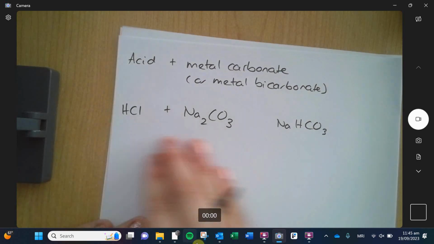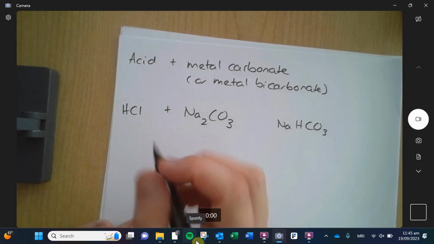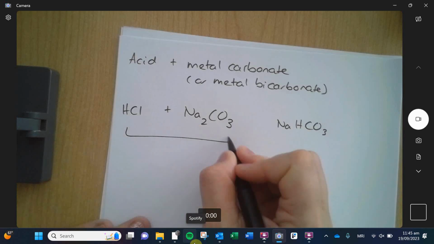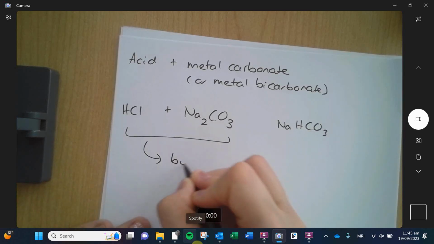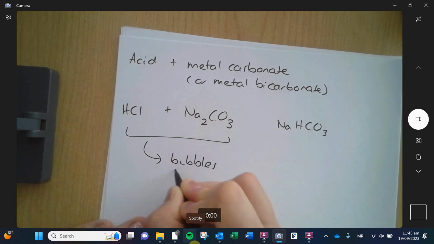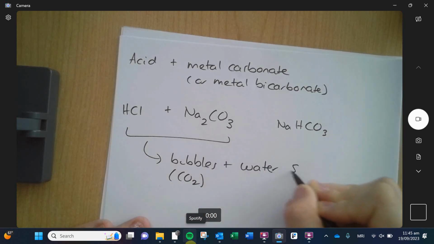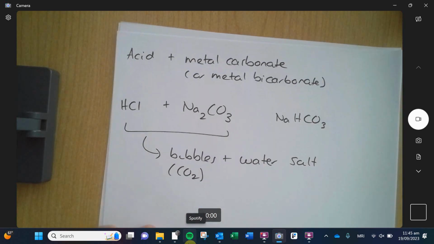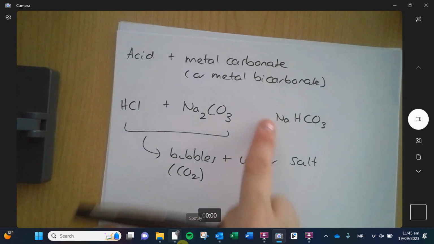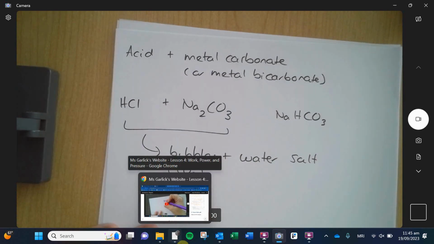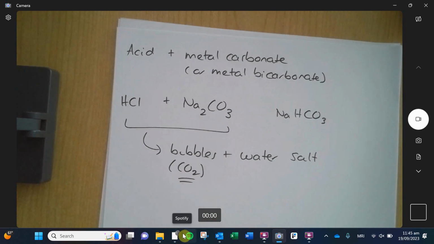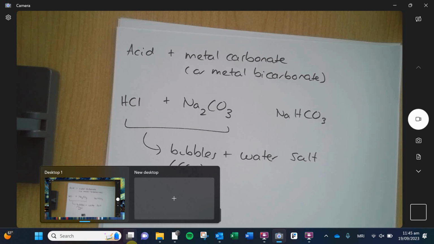So what happens when I mix these two things together is I'm going to get bubbles, which is your carbon dioxide, and water and your salt will form. So it's a good way for me to test if something is a carbonate, is that I'm going to expect bubbles coming out of it. All right, let me show you guys the exam question, and that will help kind of fill in some of the gaps.